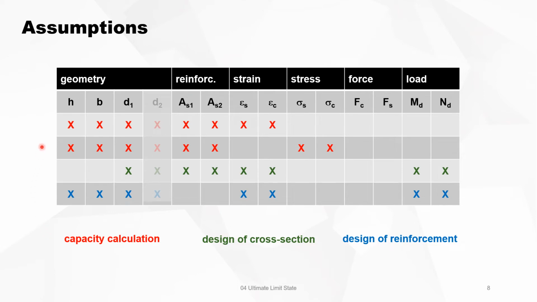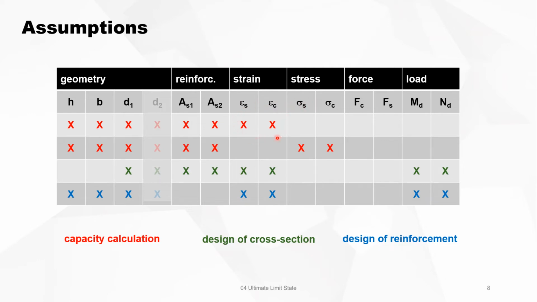Now, if we look at a general problem, which is called capacity calculation, it means that the geometry is there and the reinforcement is given. Everything is given. And you want to know this beam, how much force can it take? How much load can it take? Well, then you will see that you need an additional something. You need either the strain or the stresses, because otherwise you cannot calculate the capacity of the section. So if you know the stress or the strain, that's the same because there is a relationship between them.